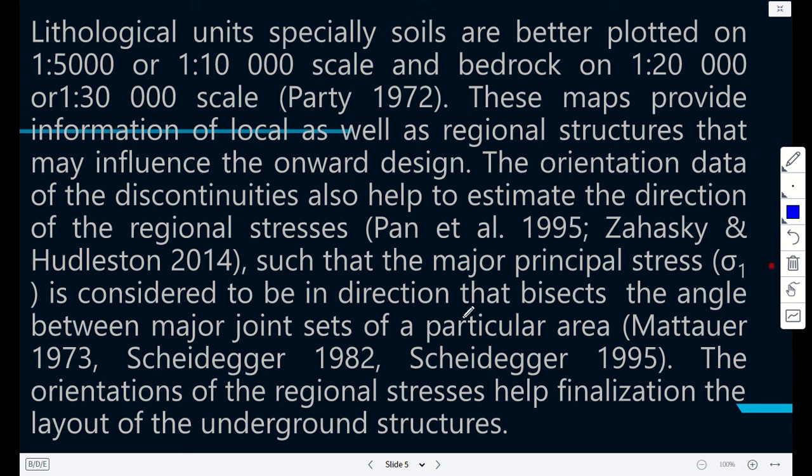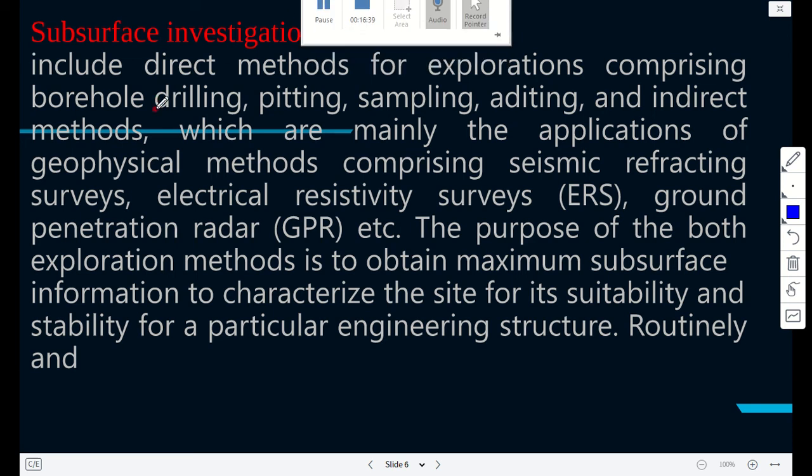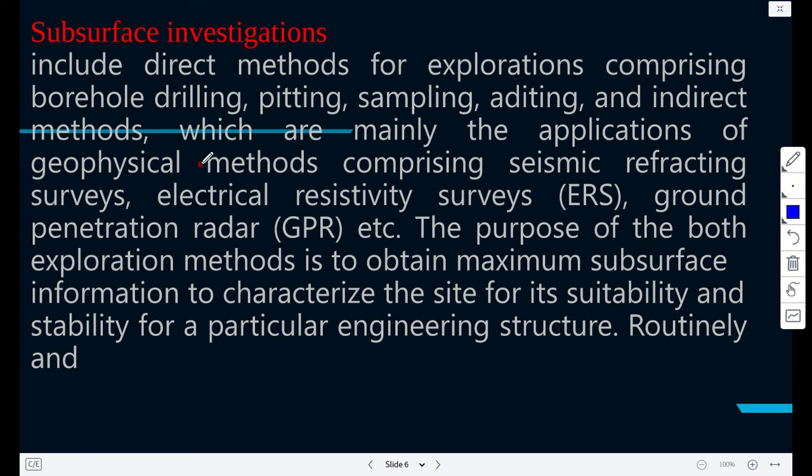That detail is important when you're doing the dam mapping. Now, subsurface investigations include direct methods of field explorations, comprising borehole drilling, pitting, sampling, auditing, and indirect methods, which are mainly the application of geophysical methods. These are used mostly because the process is actually very expensive and capital intensive.